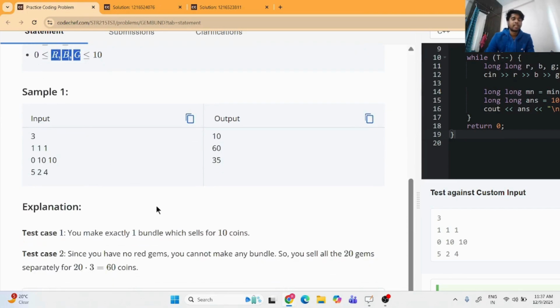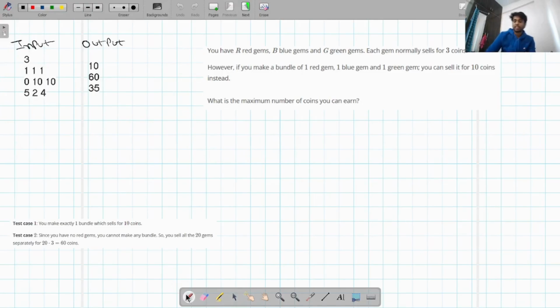So guys, now let's understand the sample. Let's get into the question more precisely. This question is very much straightforward. It says that you will have R red gems, B blue gems and G green gems, and each gem, if you sell it alone, sells for 3 coins. And if you make a bundle of one of each, you can sell them for 10 coins. So we have to find the maximum number of coins we can earn.